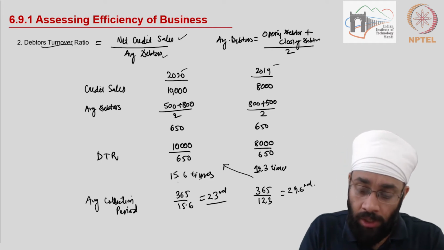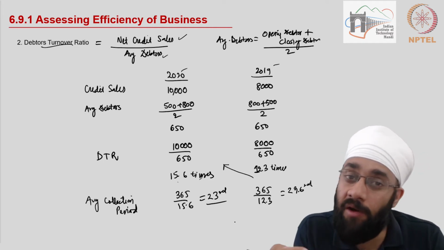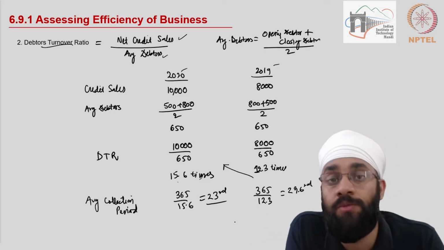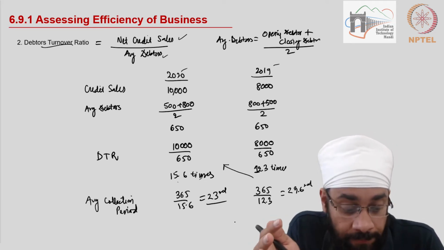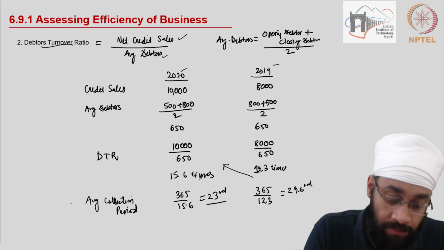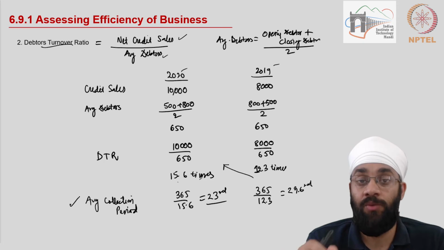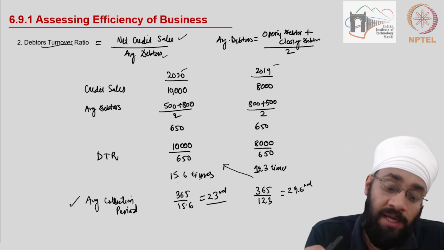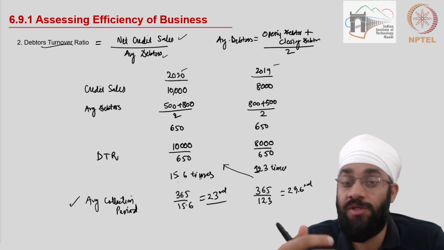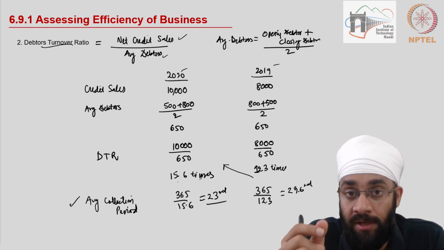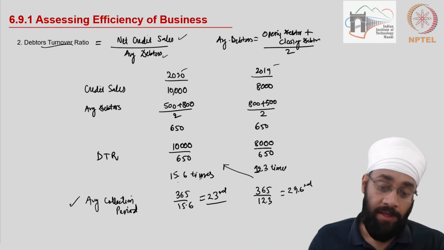So in this year, you have become more efficient in recovering money from the customers. You are collecting money from the customers more frequently. That is what this ratio means. So the debtor turnover ratio tells us the efficiency with which the credit sales are being generated using the credit period policy that the company extends to its clients, to its customers.